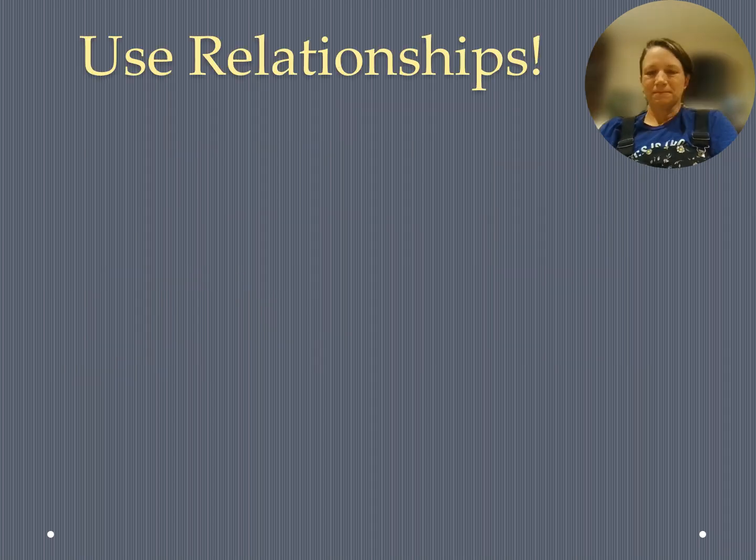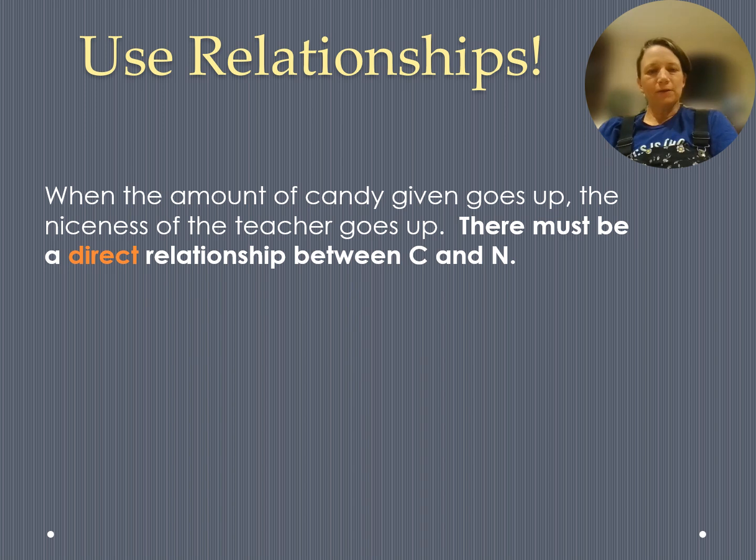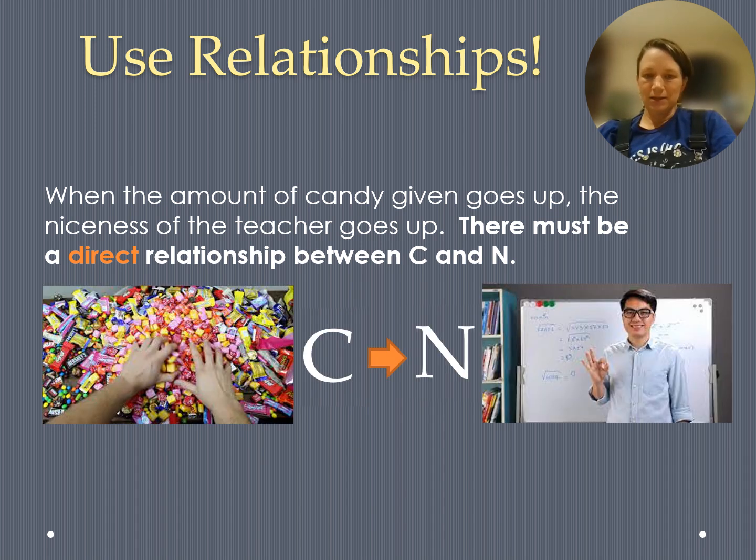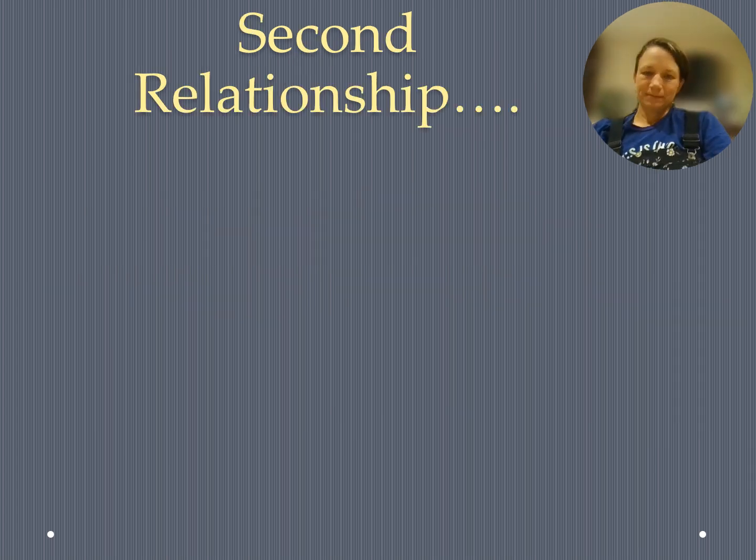So you think about the first pair of variables, and you realize, obviously, that when the amount of candy given goes up, the niceness of the teacher also goes up. This tells you that there must be a direct relationship between C and N. A big amount of C translates to a big amount of N. One new way of writing this that you may not have seen before is C fishy N. That little fishy just means proportional to, or directly proportional to.